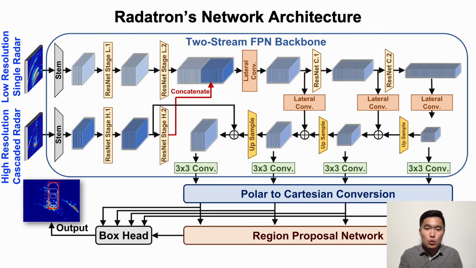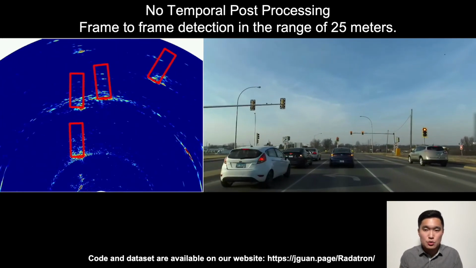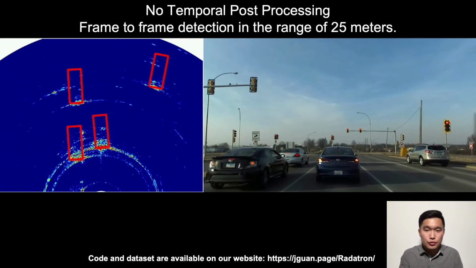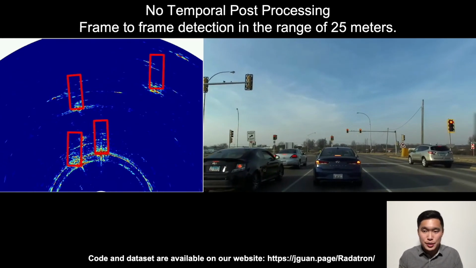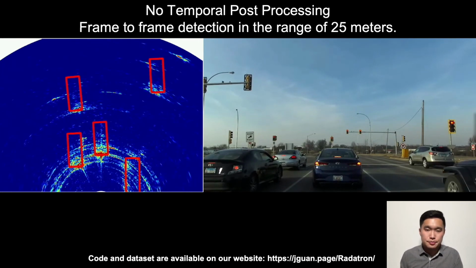Next, we show a demo video demonstrating the performance of Radatron in our urban street dataset. We show the per-frame detection results without any temporal post-processing. The field of view is up to 25 meters, so further away objects will not appear.